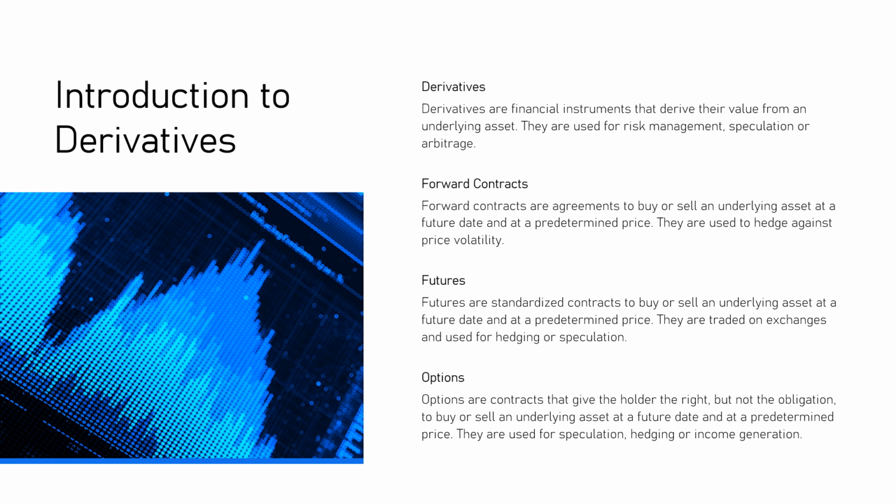Options. Options are contracts that give the holder the right but not the obligation to buy or sell an underlying asset at a future date and at a predetermined price. They are used for speculation, hedging, or income generation.